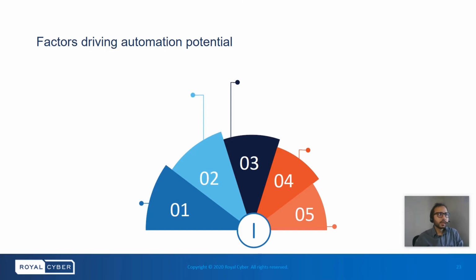Now let's see the factors driving automation potential. First is the process has to be rule-based. So the agent or user doesn't use his or her experience. Whoever is doing this manually does not need to use experience to make any judgment or decisions while processing a case, but it is a rule-based thing that can be represented in the form of a flowchart maybe.